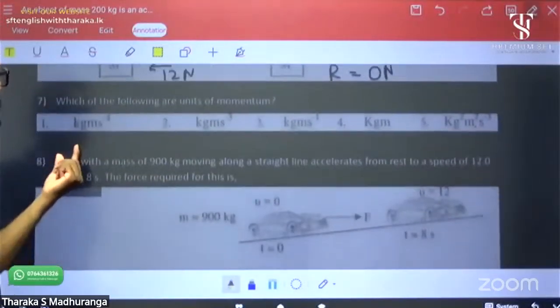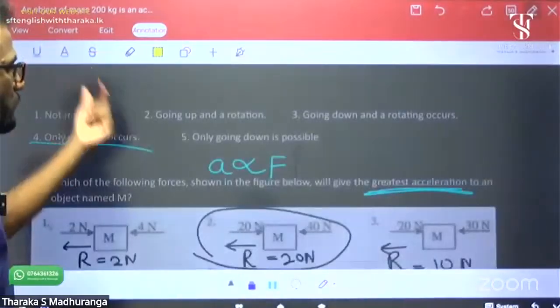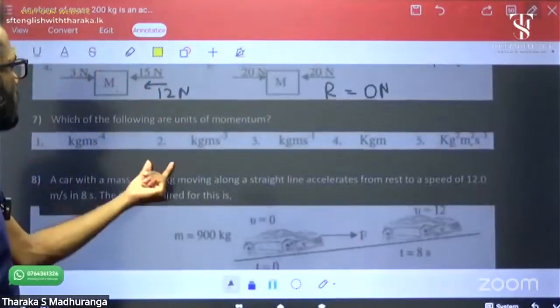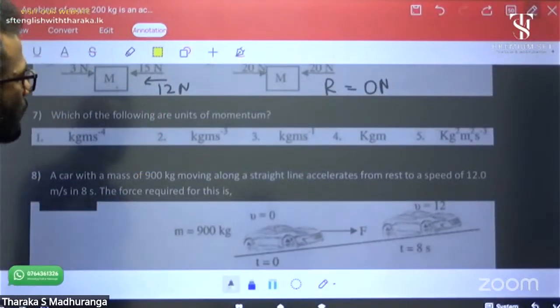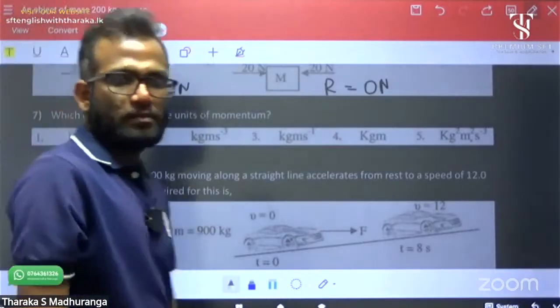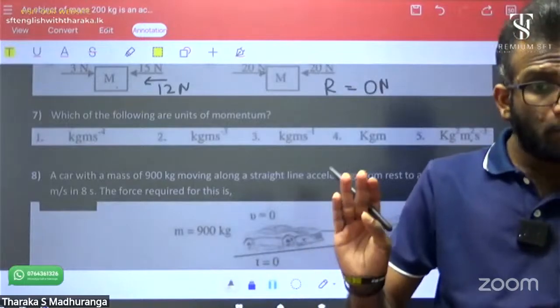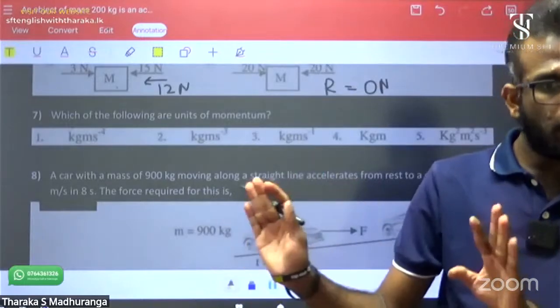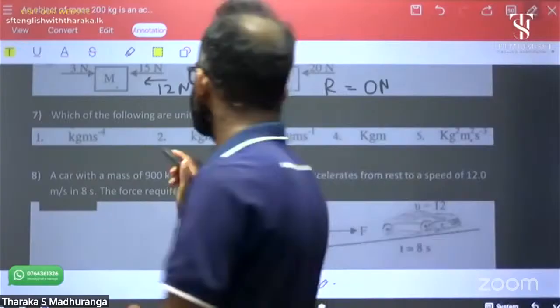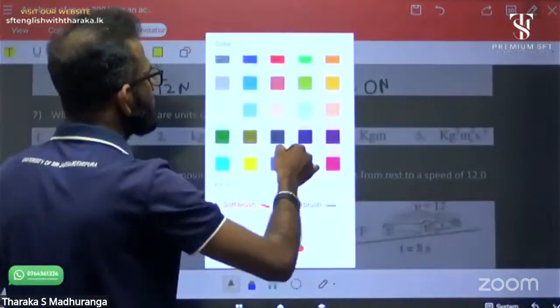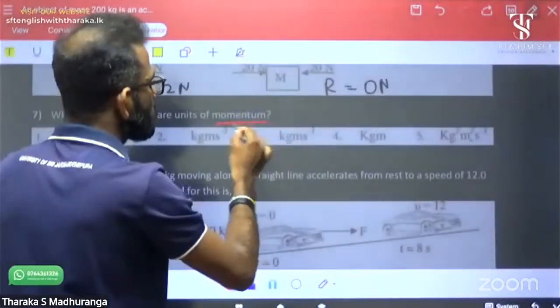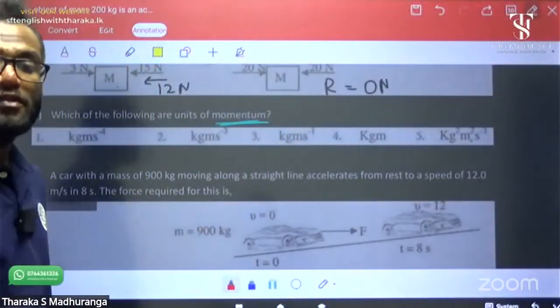Okay, question number 7. Which of the following are units of momentum? Unit of momentum, not moment of force. That's the difference. Momentum. Before we discuss units, what is the meaning of momentum?